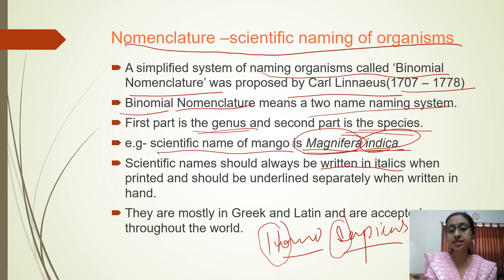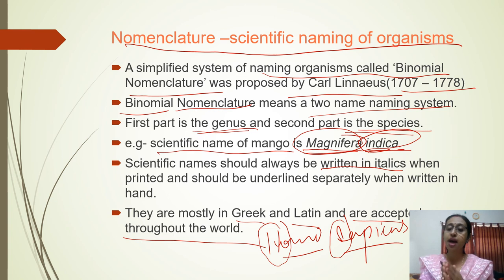Generally these names are either Greek or Latin, and this binomial nomenclature system is accepted universally throughout the world, written in the same manner and pattern. The first part is the genus and the second part is the species. In this episode, we have discussed the basic introduction of classification, nomenclature and the hierarchy of classification of groups. In the next video, I'll come up with the five kingdom classification, that is kingdom Monera, Protista, Fungi, Plantae and Animalia.